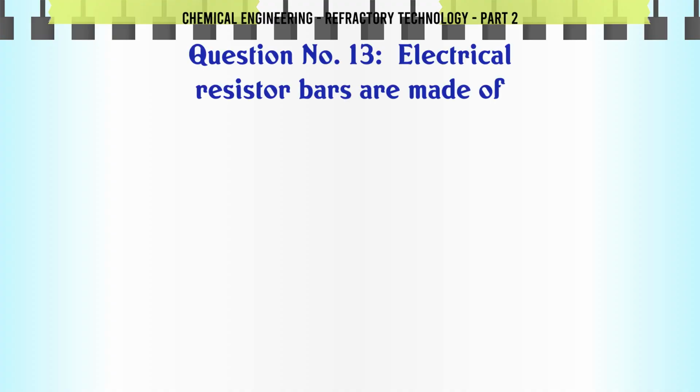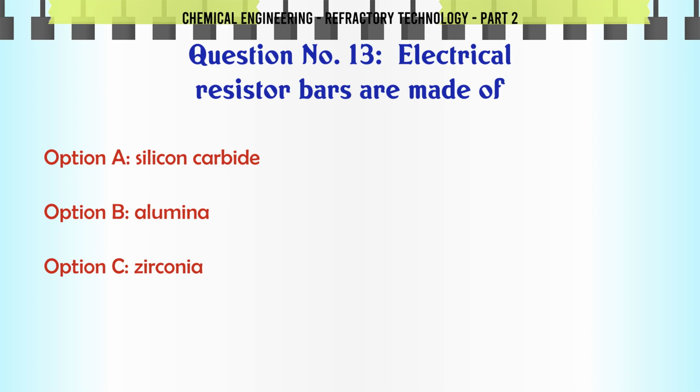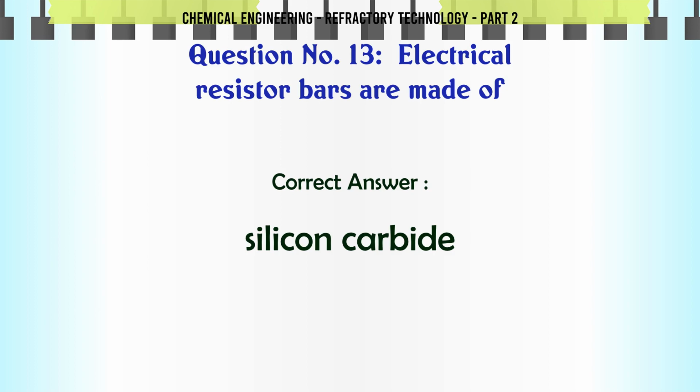Electrical resistor bars are made of A. silicon carbide. B. alumina. C. zirconia. D. graphite. The correct answer is silicon carbide.